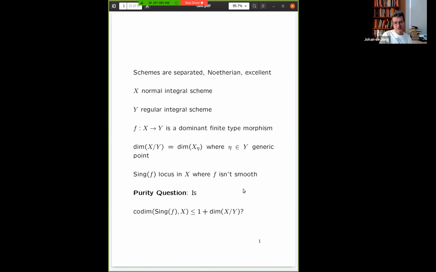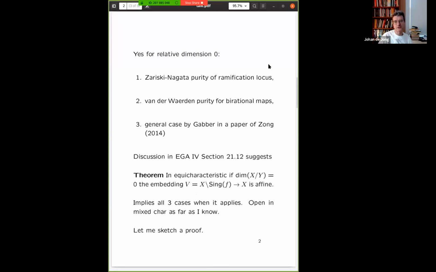Let's do some cases where it is known. Suppose we're looking at the relative dimension zero case. If the morphism is quasi-finite, so the fibers are finite, then this is well known, and it's called Zariski-Nagata purity of the ramification locus. It says that the ramification locus has pure codimension one in X. And if you have a birational map, if X to Y is birational, then it's called van der Waerden purity. Van der Waerden showed that the set of points where it isn't an isomorphism is a divisor.